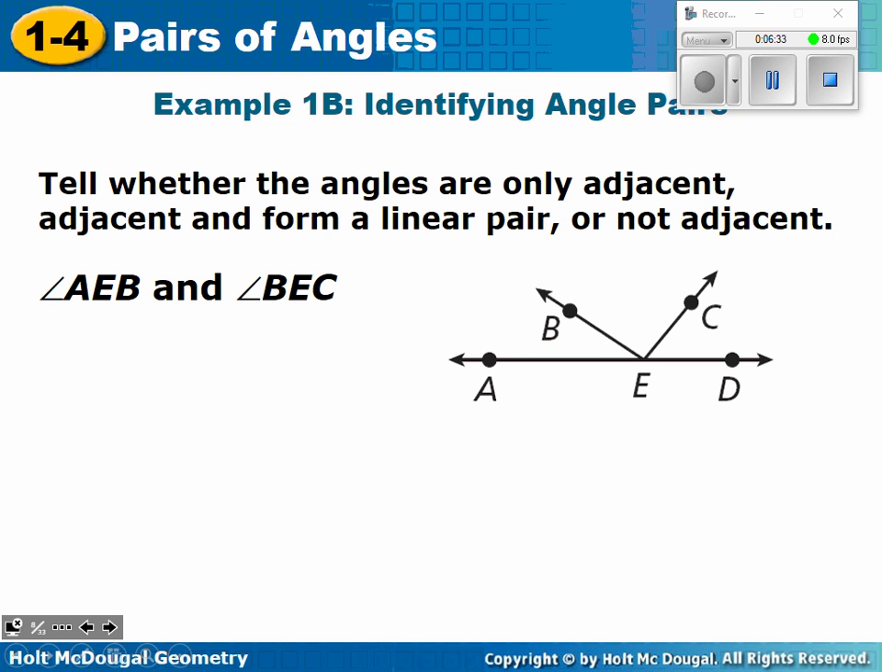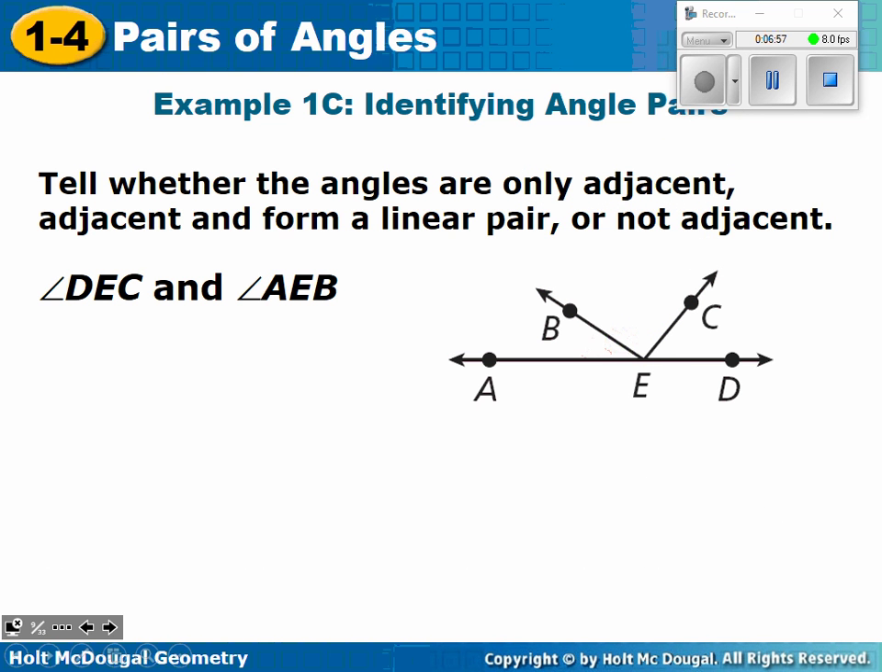Adjacent. AEB is referring to this angle. BEC is this angle. They do have a common vertex. They do have a common side. They're not overlapping, but they don't form a straight line, right? If we just look at those two angles, then we're not including this part, and those two angles do not form a straight line. So it would just be adjacent.